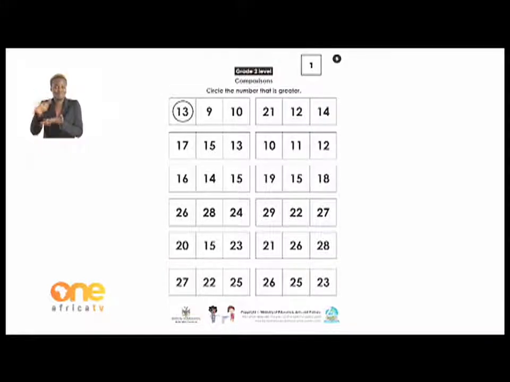All right. So the rest of the boxes I would like for you to complete by encircling all the bigger numbers that you see in the box. All right.